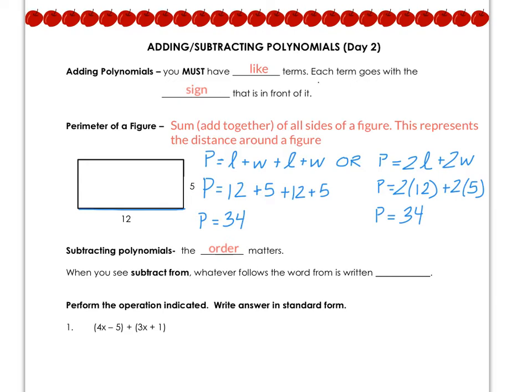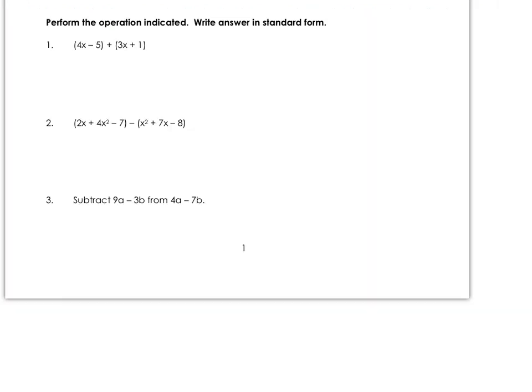And another important thing about subtraction is when you see subtract from, whatever follows the word from is written first. And that's important to remember because it'll change your answer if you don't remember that. So that might be something that you want to highlight. When we see the words subtract from, whatever follows it goes first, or write a star by it, or somehow indicate that that's very important. If you don't do that, you'll get the wrong answer. So let's look at these examples.